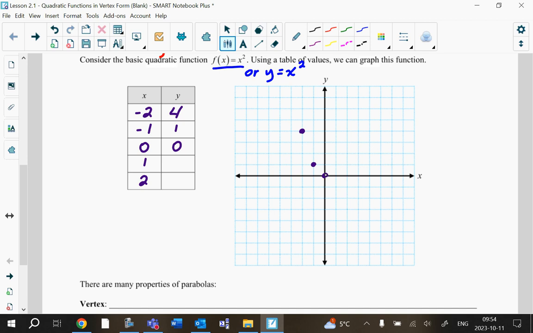Now we got a curve action happening. Question is, what's going to happen over here? If I plug positive 1 in, what's 1 squared? 1, so I get 1, 1. And if I plug 2 in, 2 squared, 4. That's enough to show me what the shape's going to look like.